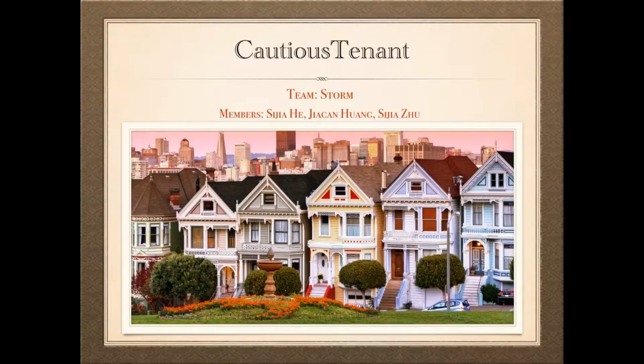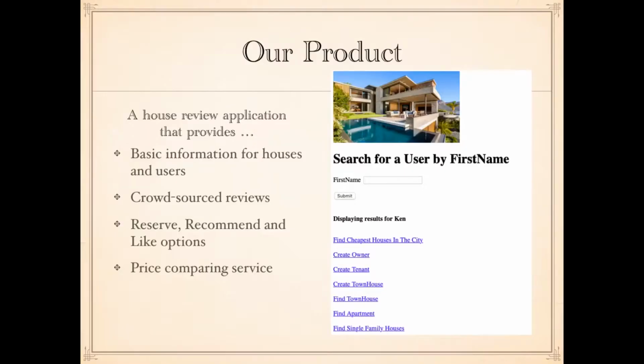We're Team Storm and our product name is Cautious Tenant. Cautious Tenant is a house review application that provides basic information for houses and users, crowdsourced reviews, reserve, recommend, and like options, as well as price comparison service.